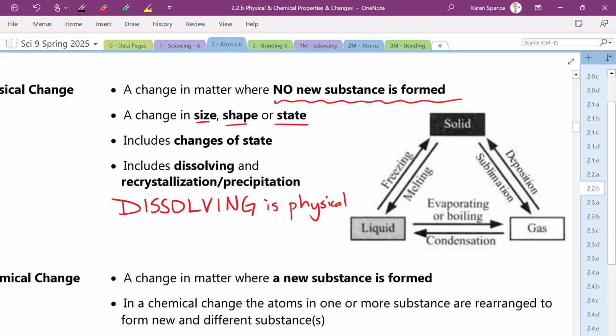What would happen to a dish of salt water if you left it out overnight? Or maybe out for a week? You would get salt crystals, right? Because the water would evaporate. So dissolving is physical. Recrystallization is also physical.